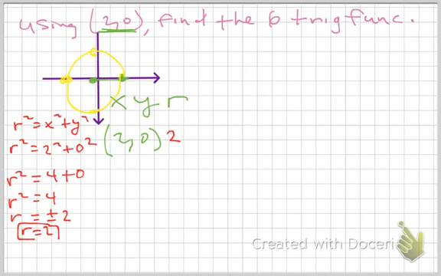So here are two ways I solve for the radius to be 2. You can use the Pythagorean theorem, or just recognize that you're just counting 2 units away, and that's the radius of a circle. Make sense? Alright, and now we can find our 6 trig functions. Let's do that together.